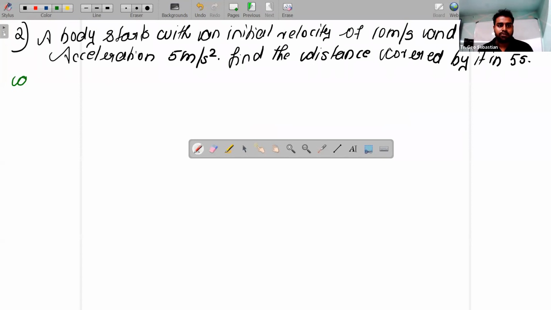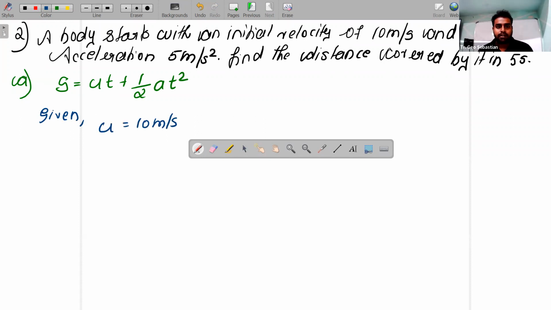So children, here also they ask you to find distance, right? So what is the formula for distance? Distance is nothing but s is equal to ut plus half at square. You just check which values are given. Here the body starts with an initial velocity, so u is equal to 10 meter per second, and acceleration, that means a is given, is equal to 5 meter per second square. Time also they have given, right? What is the time? 5 seconds they have given. Now you can directly find this. All the things are done now.